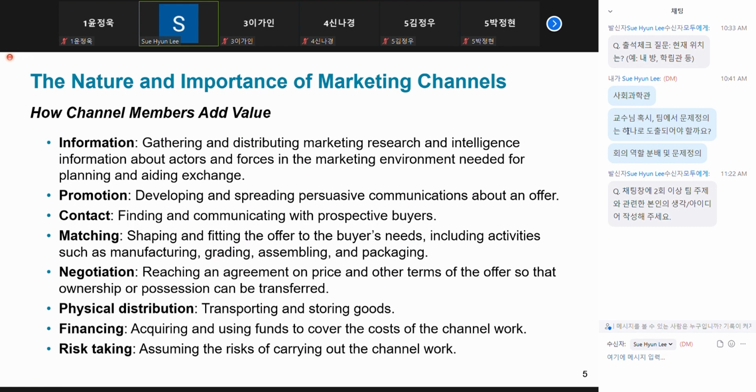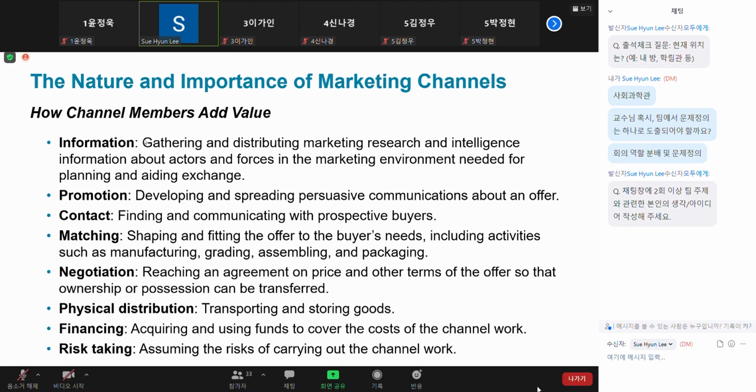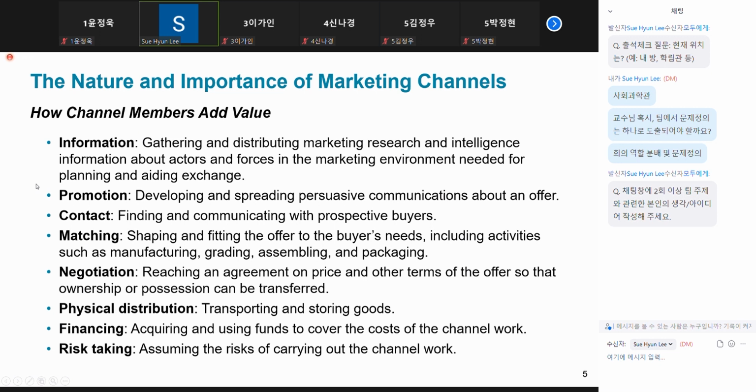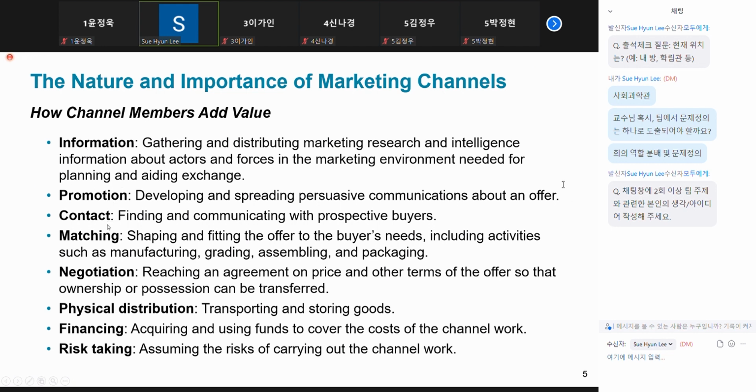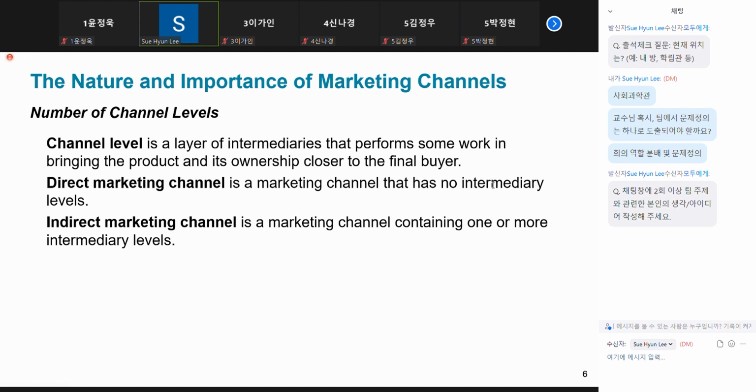Members of the marketing channel perform many key functions. Some help to complete the transaction. So we can add value using these channel members. The first value is information gathering and distributing marketing research. There are 8 different values that channel members can add: information, promotion, contact, matching, negotiation, physical distribution, financing, and risk taking. The definition of each term can be explained in the next slide. We're going to talk about this more.